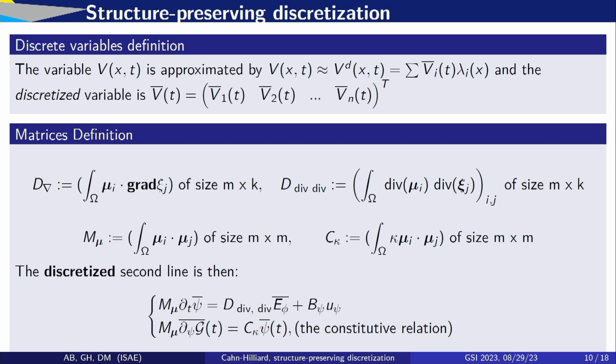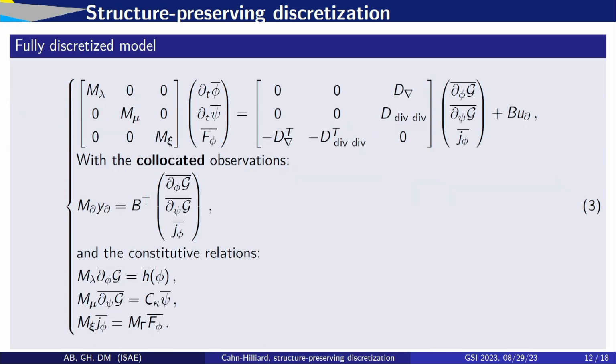Okay. Once we've done that, the second line can be discretized as this. And so you can see, this is the dynamics, this is our control, and this is our discretized constitutive relation. And so when you do that on the whole system, you get this, which is our complete system with here an antisymmetric matrix, here the control, and here the collocated observation. Okay? And here a constitutive relation.